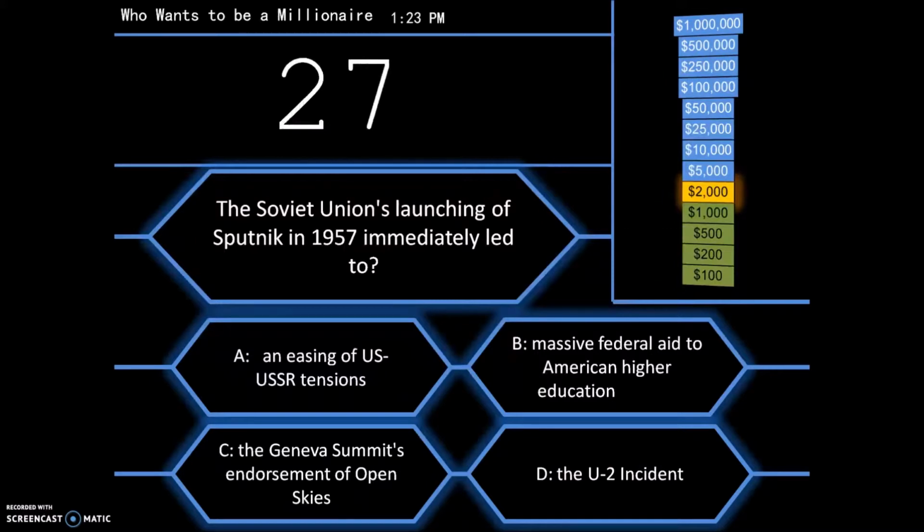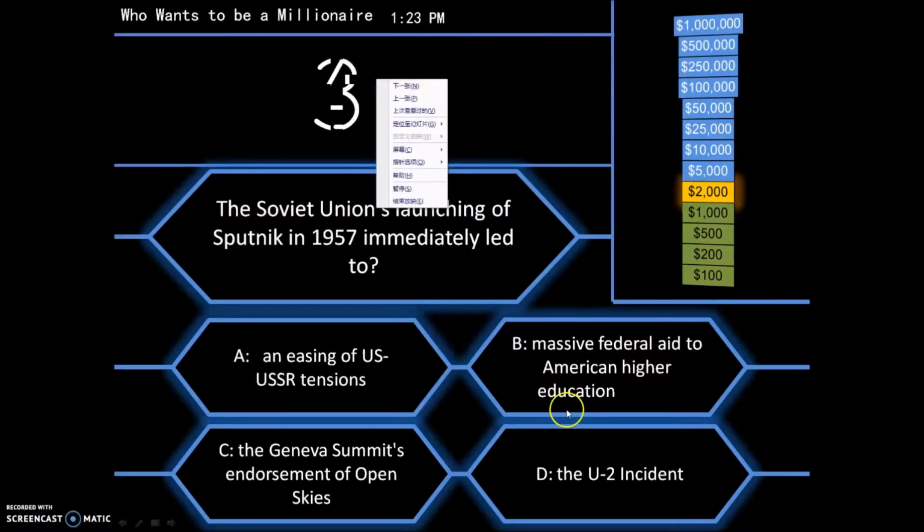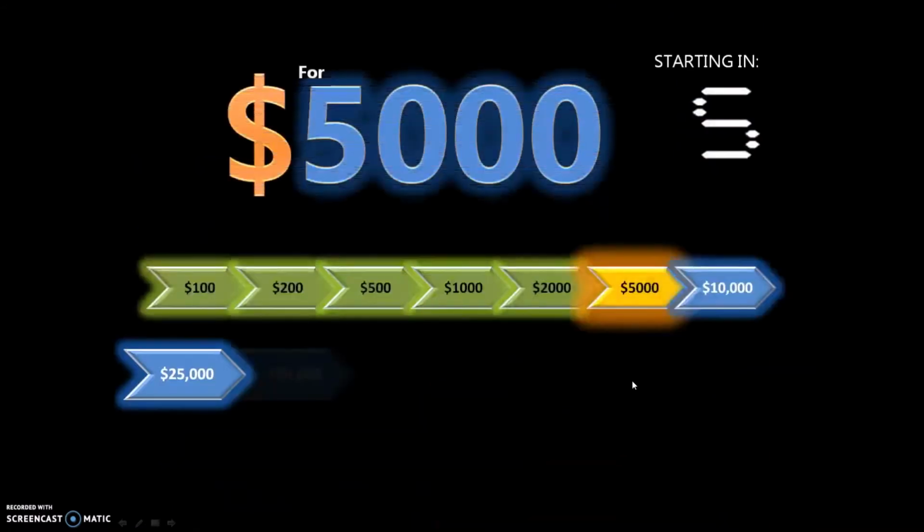Alright, the Soviet Union's launching of Sputnik in 1957 immediately led to A. An increasing of USSR tensions. B. Massive federal aid to American higher education. C. The Geneva Summit's endorsement of open skies. D. The U-2 incident. So the immediate result of this was B, the massive federal aid support of Eisenhower to improve American higher education.